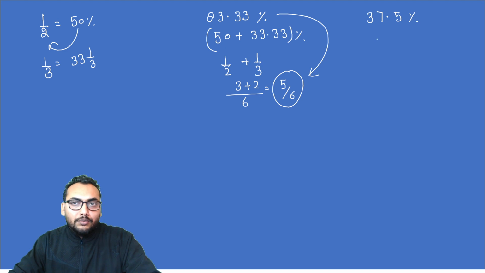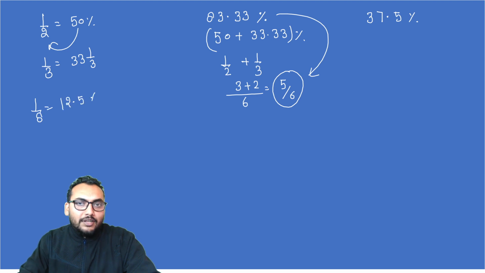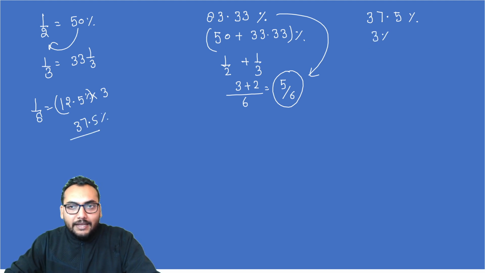So how will I do it? I can write it as 37.5%. Can you just remember what 1 by 8 was? 1 by 8 was 12.5%. So this is actually 3 times that. When we multiply 12.5% by 3, what do we get? We get 37.5%.